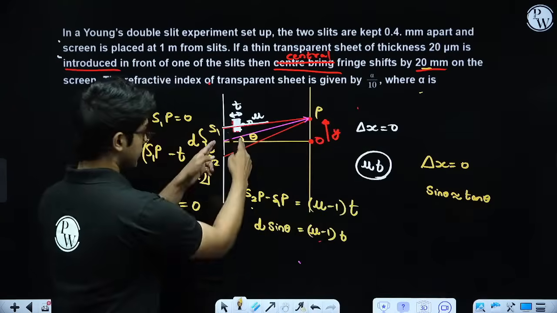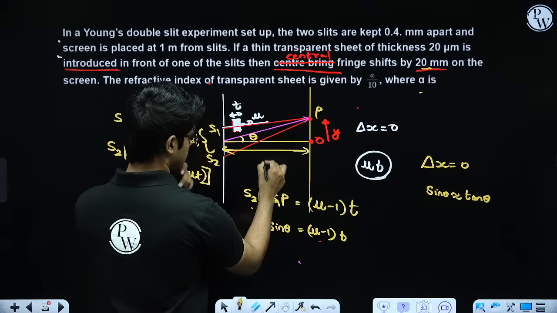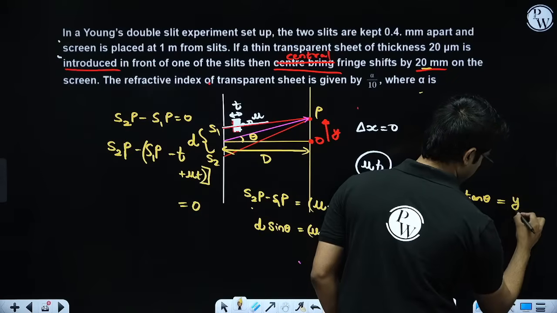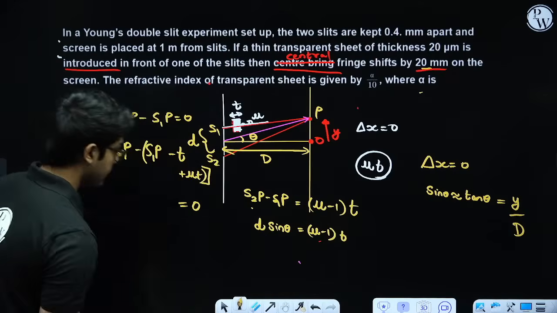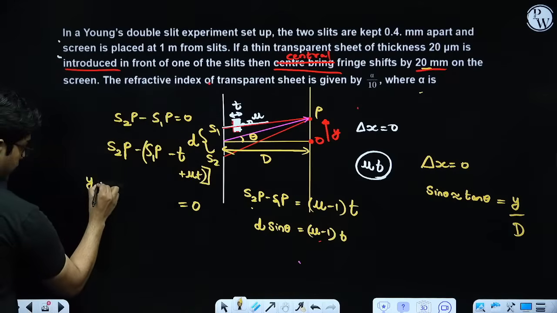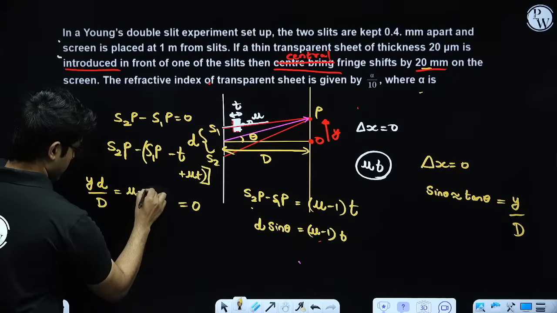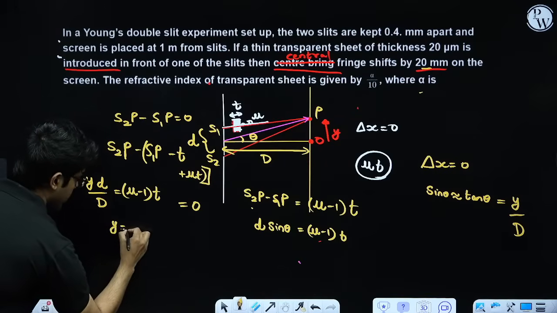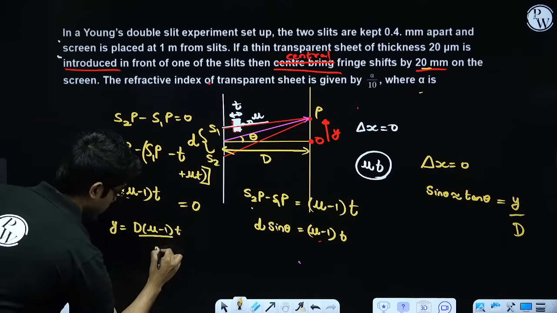Okay, and tan theta, we will say it is equal to this height y divided by this base length, which is capital D. So this will be equal to y divided by capital D. So now instead of this sine theta, we will put y by capital D. So y small d divided by capital D equals mu minus 1 into t. So that is basically the solution. So from here y comes out to be capital D times mu minus 1 into t divided by small d.